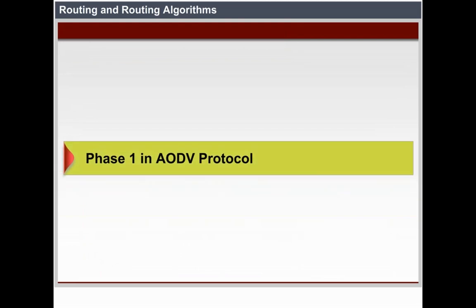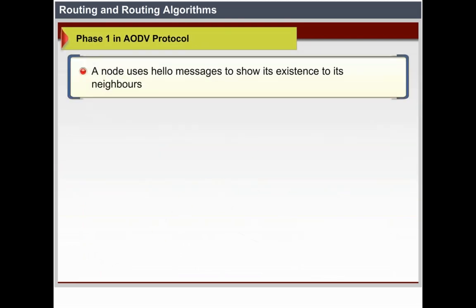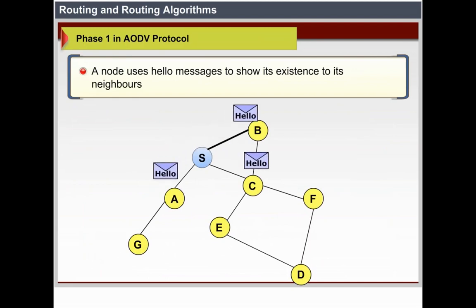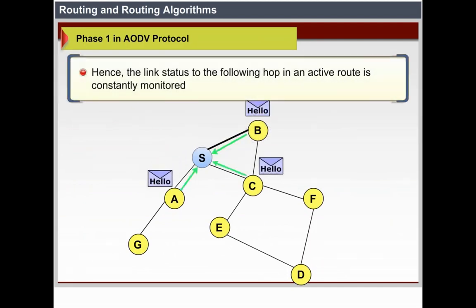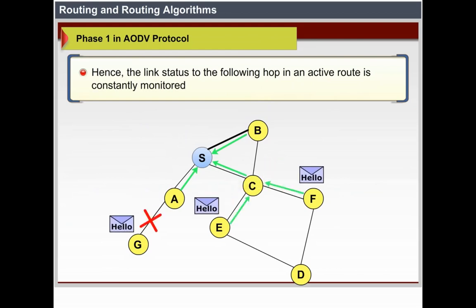Phase 1 in AODV protocol. A node uses hello messages to notify its existence to its neighbors. Therefore, the link status to the next hop in an active route is continuously monitored.